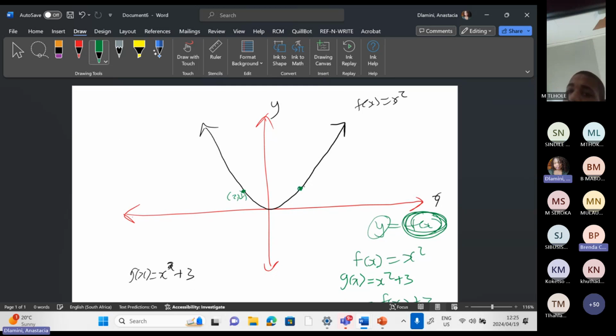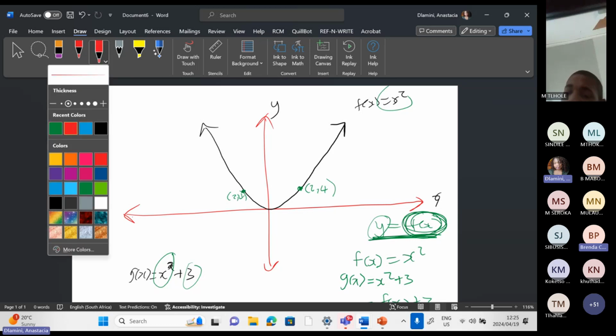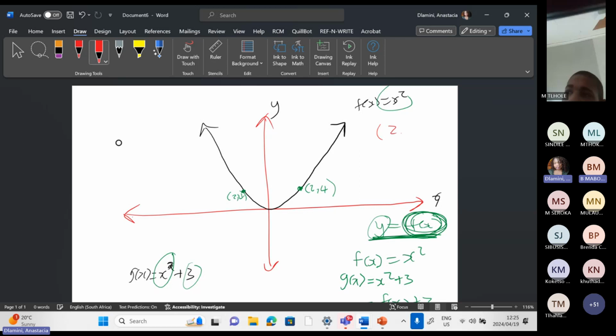And you substitute positive 2, we get 4 here. And now they are telling you to take f of x, which is x squared, and add 3. Meaning that on the y value of the new function g of x, add 3. So if the point was negative 2 and 4, the new point will be what? Negative 2 and 7.